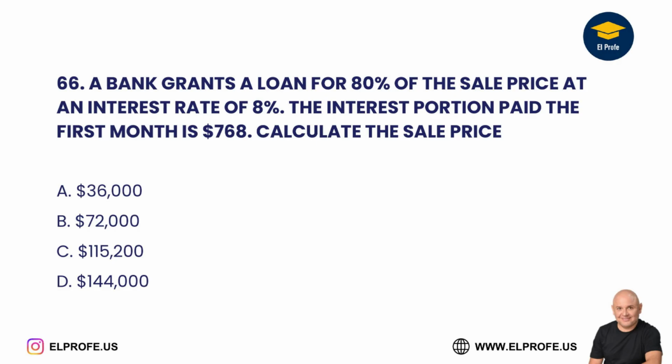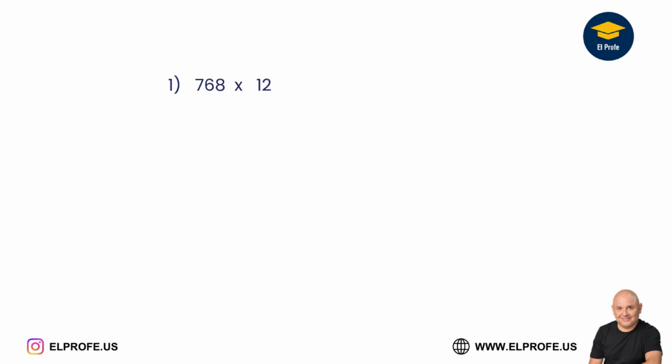Now let's go to the next question. A bank grants a loan for 80% of the sale price at an interest rate of 8%. The interest portion paid the first month is $768. Calculate the sale price. The first thing I have to do with this $768 is multiply it by 12 to get the annual interest, because that is the only number I can use to start working. 768 times 12 is 9,216. That is the annual interest.